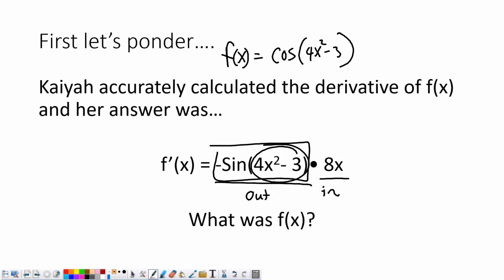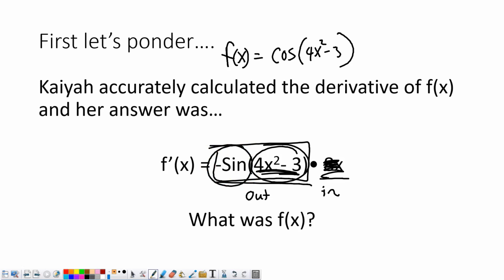And sure enough, if you compare the 8x to this, what's the derivative of 4x squared minus 3? Well, it would be 8x, right? So this is just the derivative of the inside. Now, if I'm working backwards, then this is just going to go away because the inside just stays as the inside when you're working backwards. And all we really need to do is just figure out what's the integral of that.